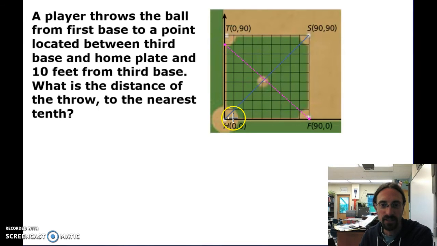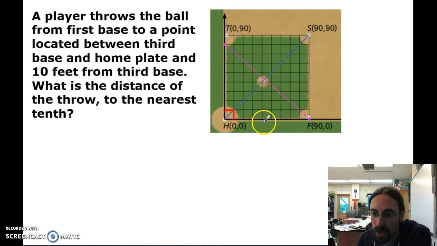Wait a minute. I still have a right triangle. What is the distance of the throw? It says to the nearest tenth, which means we're not going to leave it as a radical. Well, let's just, how far is it? So wait a minute, right here. Get out the old red marker. I know this is a right triangle.